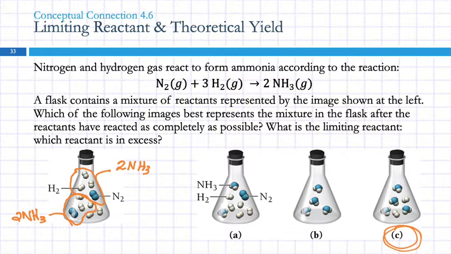So what is the limiting reactant? It's the one that gets used up, the nitrogen. Right, so nitrogen is the limiting reactant, and which one is in excess? The hydrogen. Okay? There's some hydrogen left over, there's extra, there's excess, more than needed. Any questions?